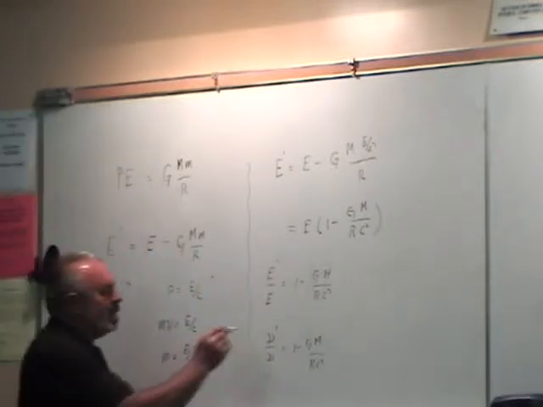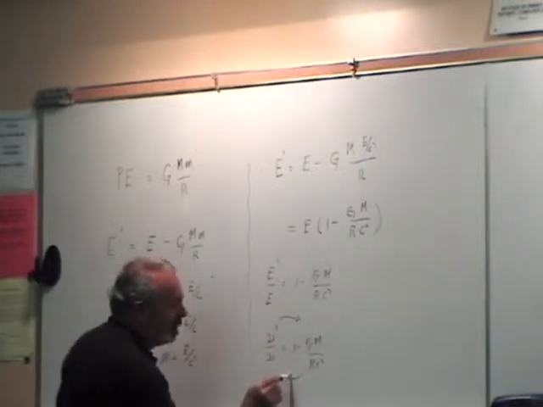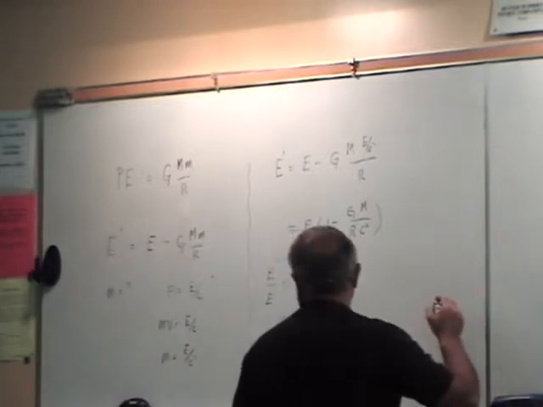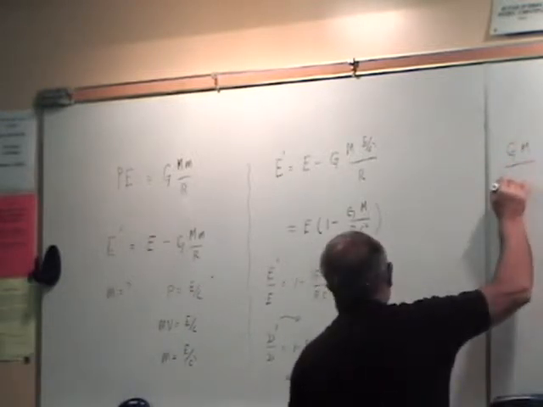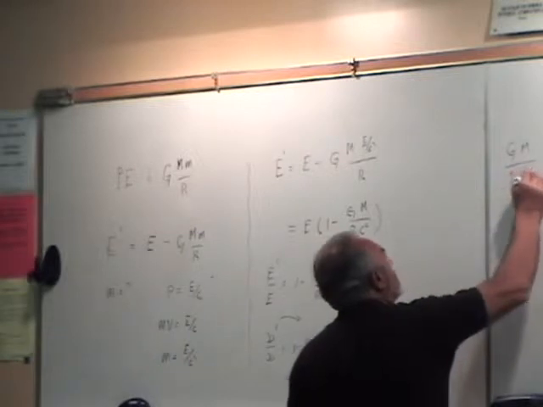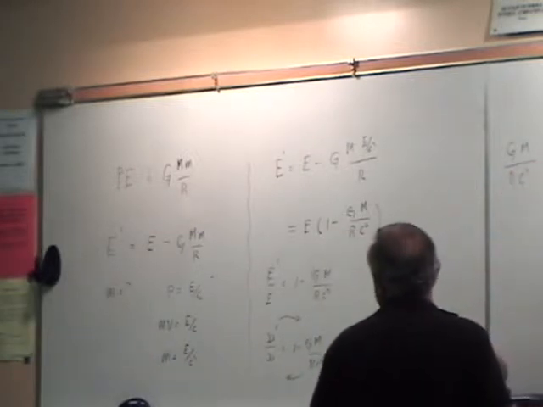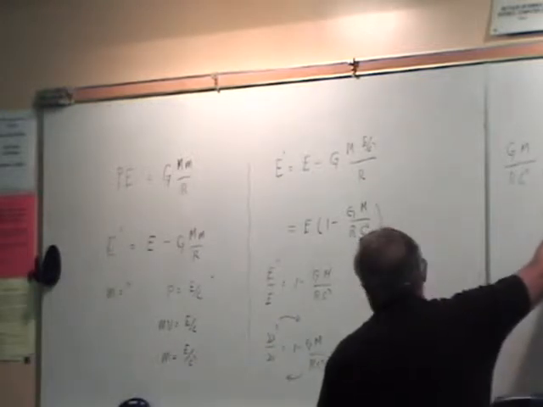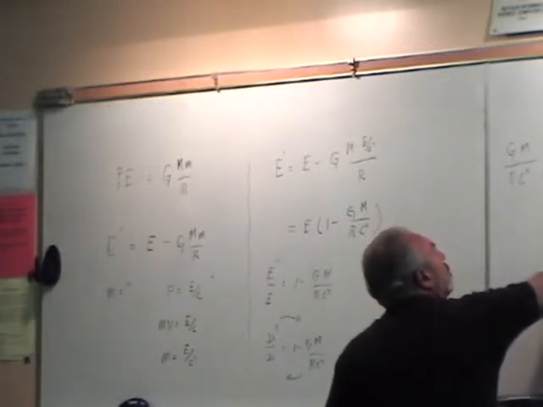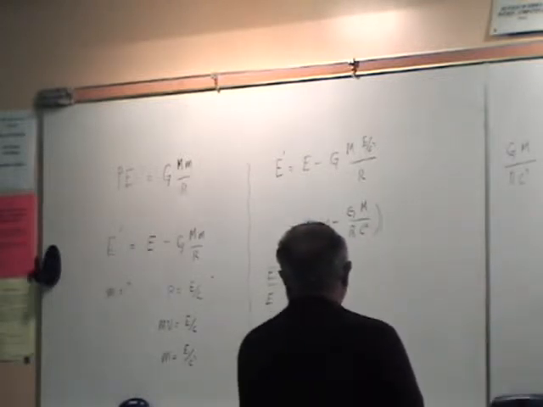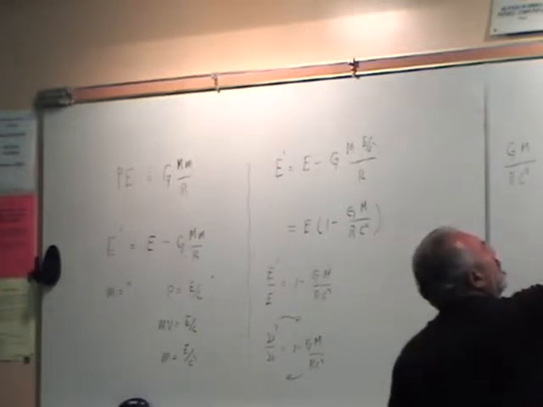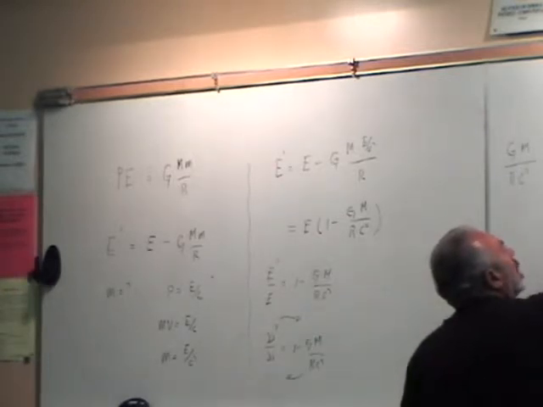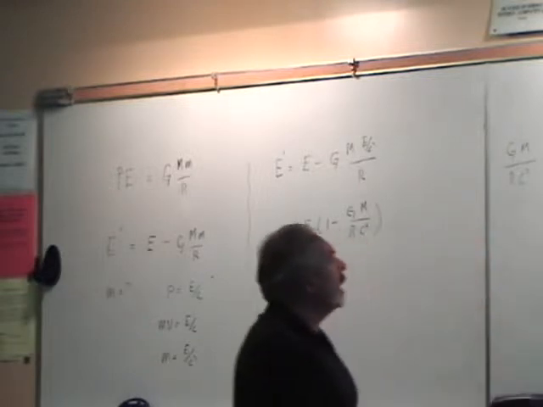But let's do this. Let me move this over here and that over here. So I end up with G M over R C squared equals 1 minus nu prime over nu. That's nice. But let me rewrite this, if you will, as nu minus nu prime over nu, like that.